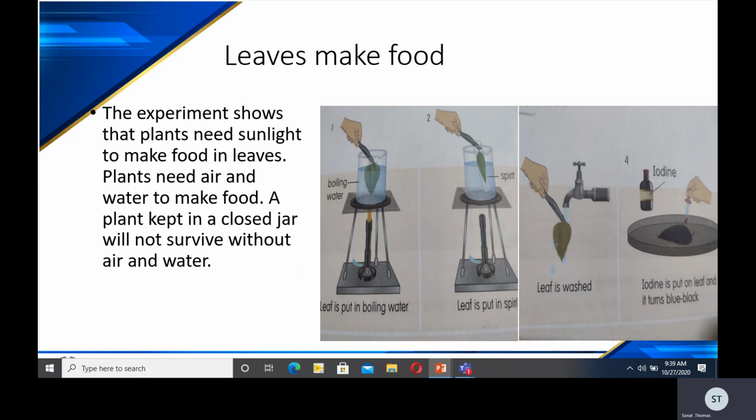So what do you think? Which plant will grow faster, a plant kept in a dim light room or a plant kept in the sunlight? Yes, definitely, the plant kept in the sunlight will grow faster. The dim light will not be sufficient for the plant to make enough food.